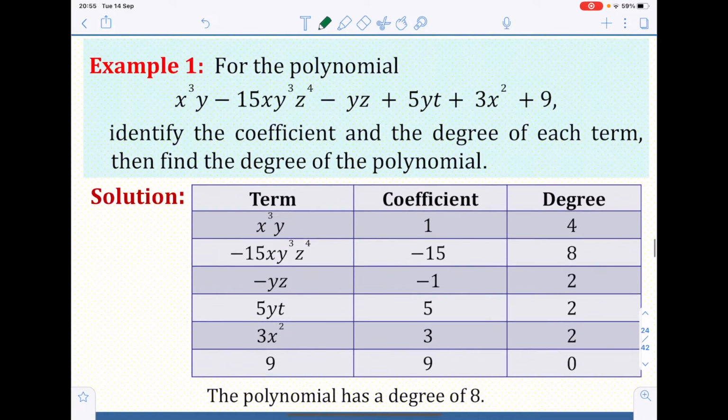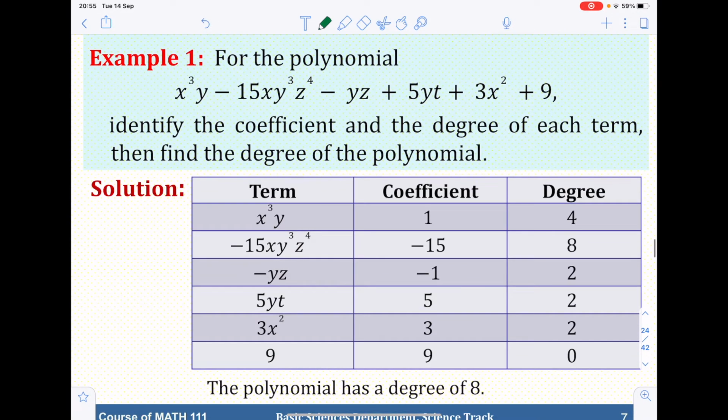Let's see, here we have a polynomial. We want to know what the terms of this polynomial are. This is the first one, this is the second one, and be careful to take each term with its sign. This is the third one, and here the fourth one, the fifth one, and the sixth one. So we have 6 terms in this polynomial.